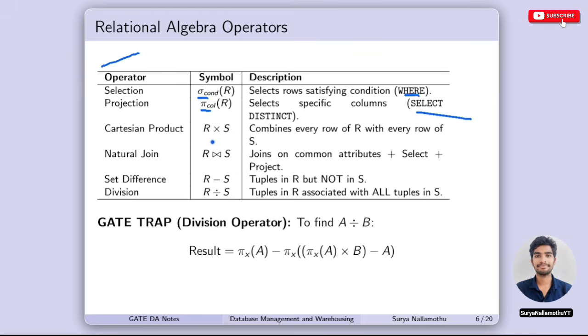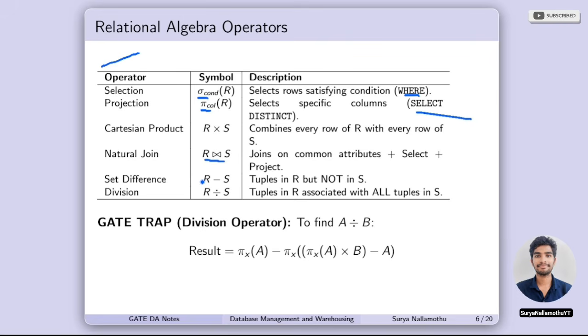Next, Cartesian product. The Cartesian product combines every row of R and every row of S. It means it combines the rows of the R and S tables. And natural join means it is naturally joined with the joining of the attributes from R and S, so that we call it natural join.